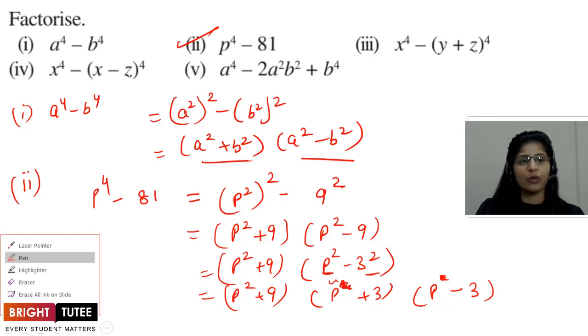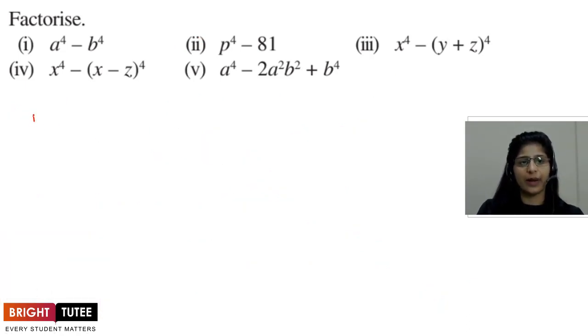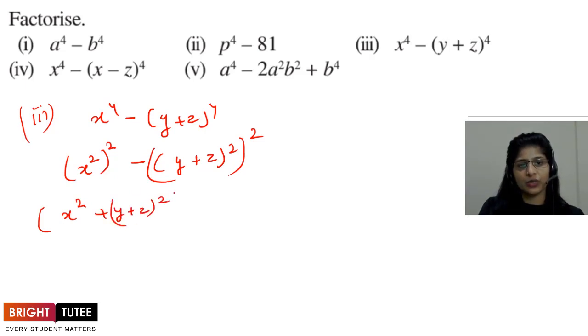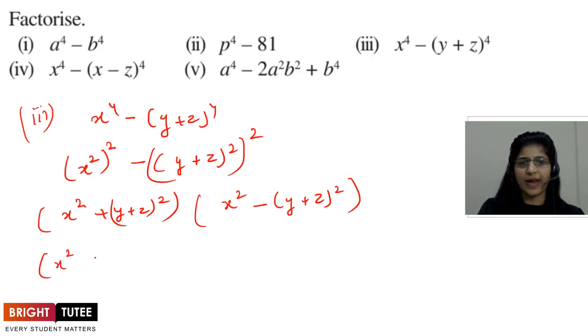Clear? Okay. Now moving ahead, let's try the third part. What we are given, x to the power 4 minus y plus z to the power 4. Can I write like this, x square to the power x square? Yes, minus y plus z square whole square, it can be written because the power is 4. Now it is a square minus b square. So it is a plus b, that is y plus z whole square. And then we have a minus b. Clear? So this will remain same, or you can expand it also.